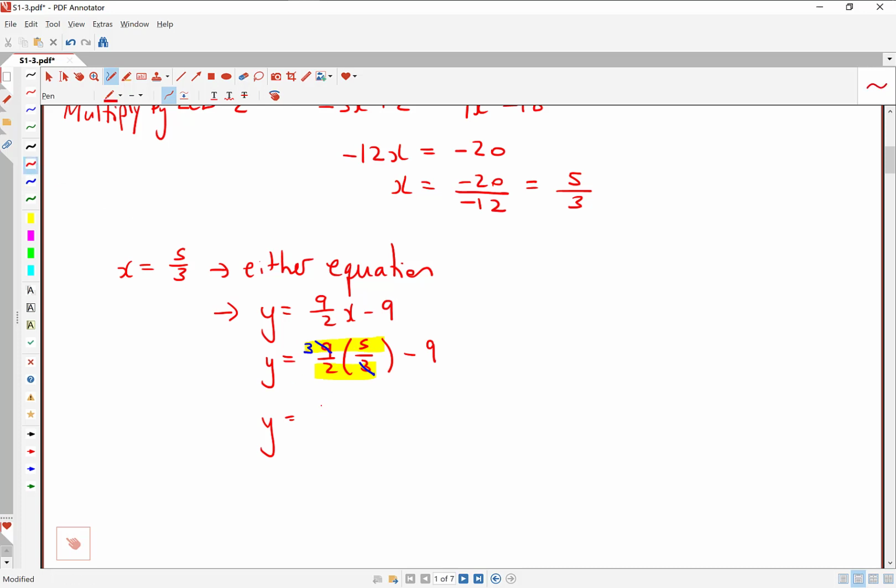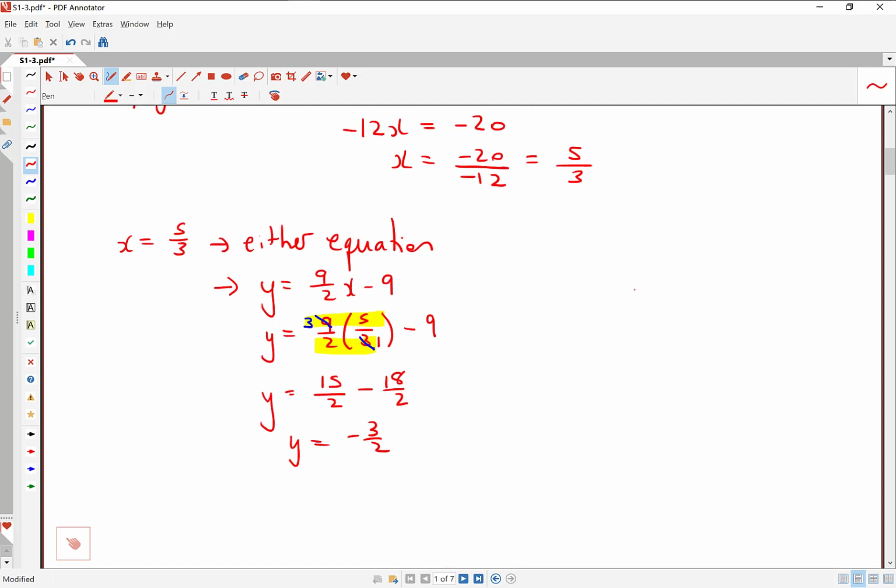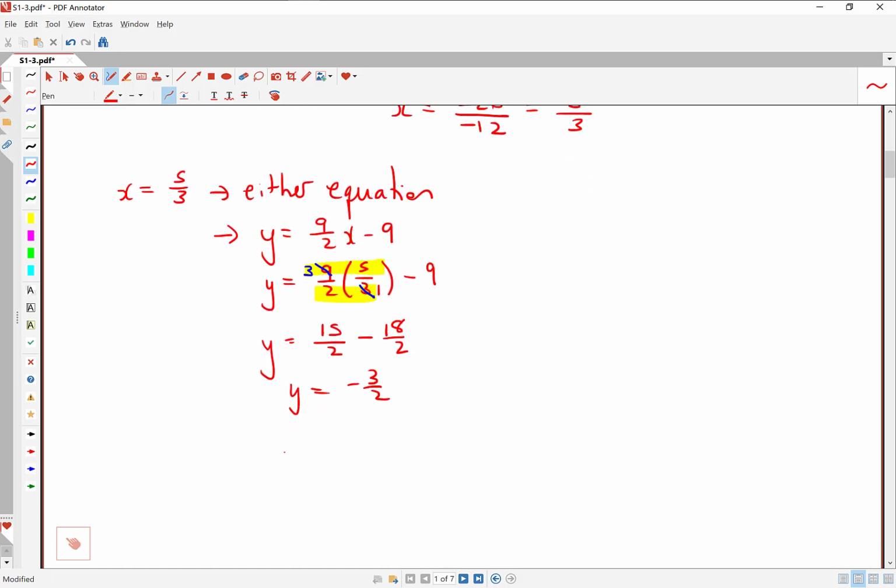So now the numerators multiply, we get 15, and the denominator is 2 times 1, which is 2. So we got 15 over 2 minus 9. And that 9, we want to multiply top and bottom by 2 so that we can create a common denominator. So that 9 is going to be 18 over 2. In other words, y is 15 over 2 minus 18 over 2, so it's minus 3 over 2. And there we have the intersection of our lines. So we figured out the combination of x and y.